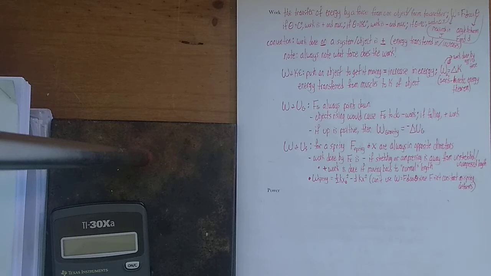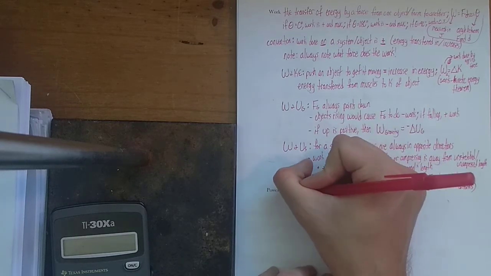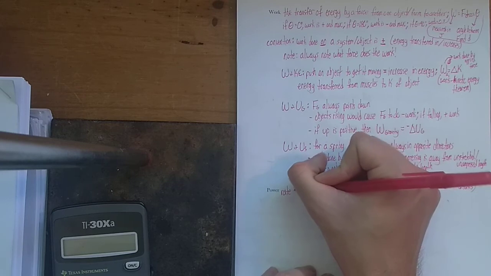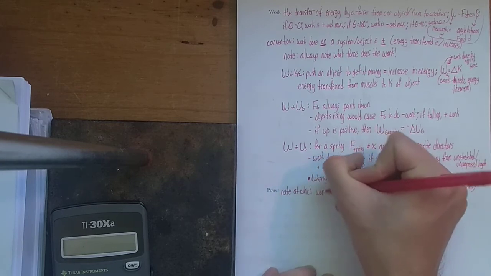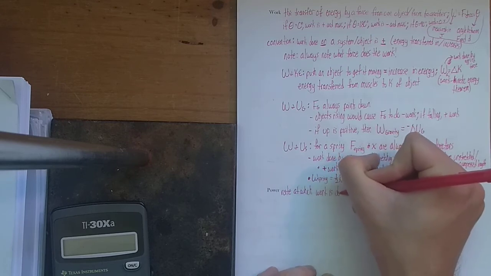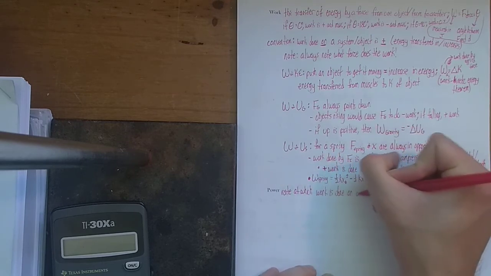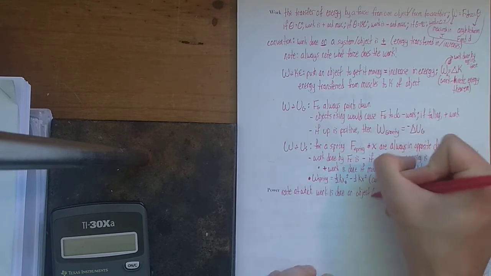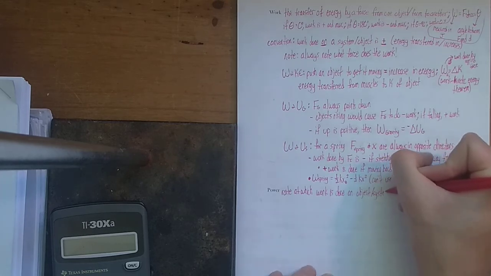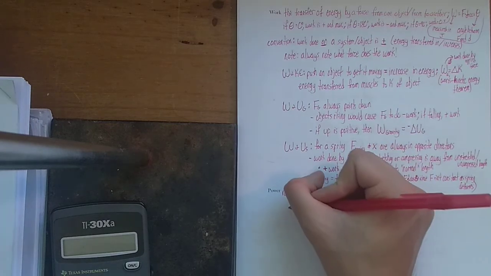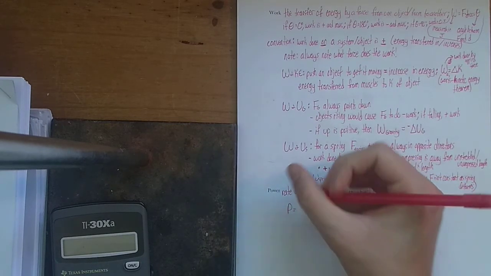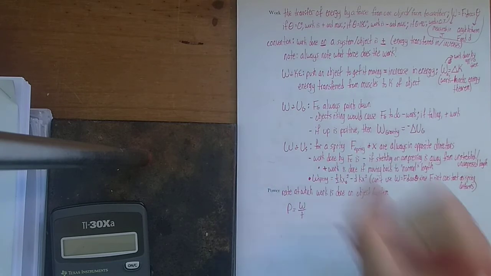The last basic topic we're going to talk about is power. And power is actually pretty simple. It is the rate at which work is done on an object or system. Whenever you see rate at which work is done, it usually means over time. So you can think of this as power equals the work done divided by the time.